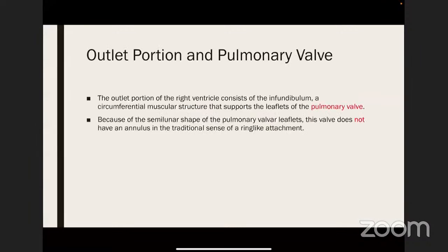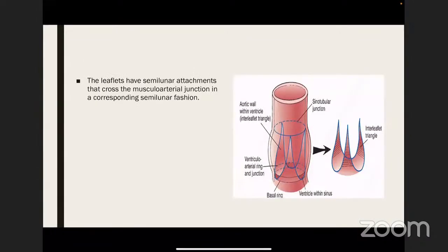Pulmonary valve. The outlet portion of the right ventricle consists of the infundibulum, a circumferential muscular structure that supports the leaflets of the pulmonary valve. Because of the semilunar shape of the pulmonary valve leaflets, this valve does not have an annulus in the traditional sense of a ring-like attachment. The leaflets have semilunar attachments that cross the muscular arterial junction in a corresponding semilunar fashion.